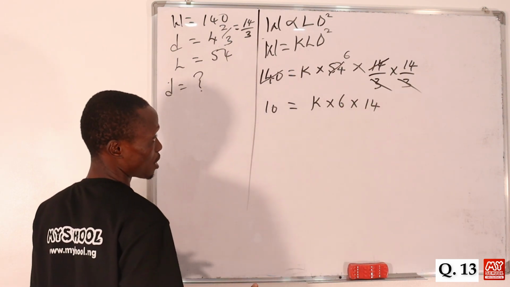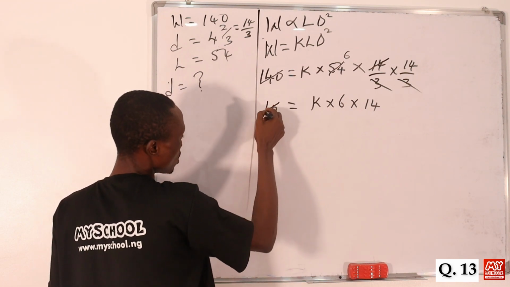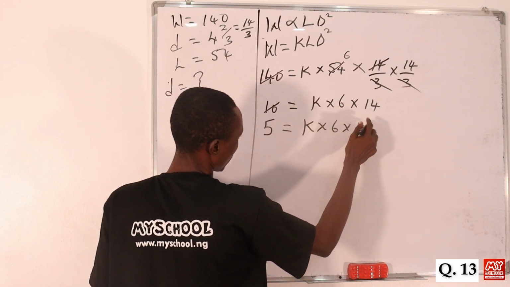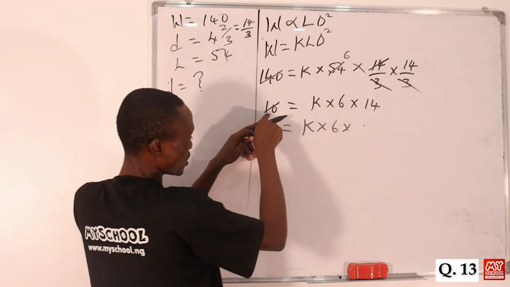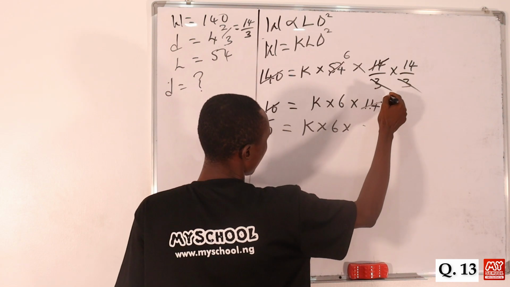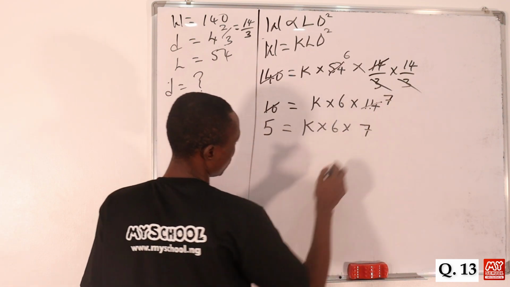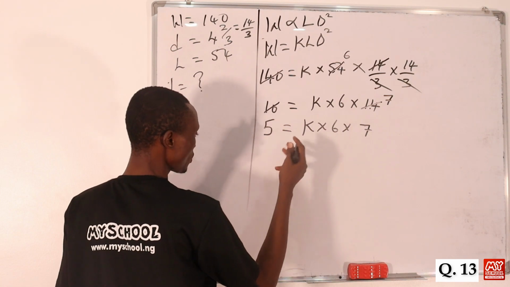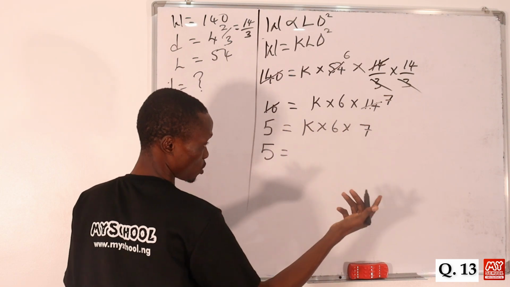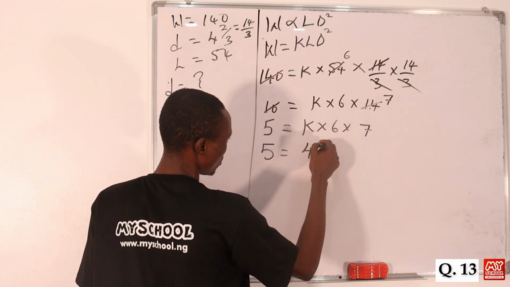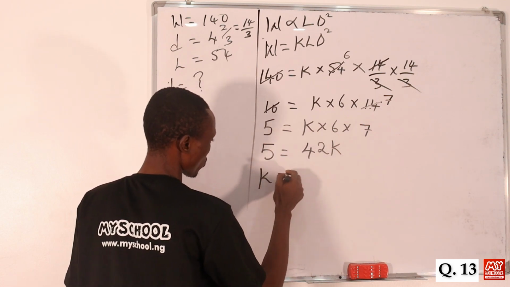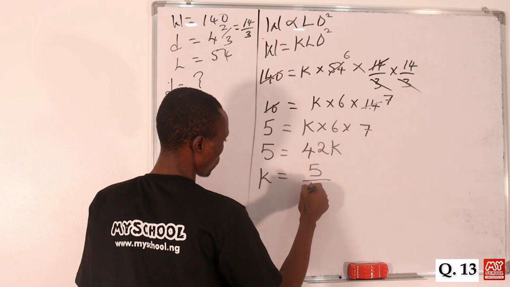I think something can still divide. So 2 here is going to give us 5, then we have K times 6 times 14. Now let's divide. We divided here by 2, so we can divide any of these by 2. Let's divide this by 2, and we are going to have 7. So now we have 5 is equal to, of course, if we multiply this, 6 times 7 will give us 42, so on this side we now have 42K. We make K the subject of formula so that K is equal to 5 all over 42.